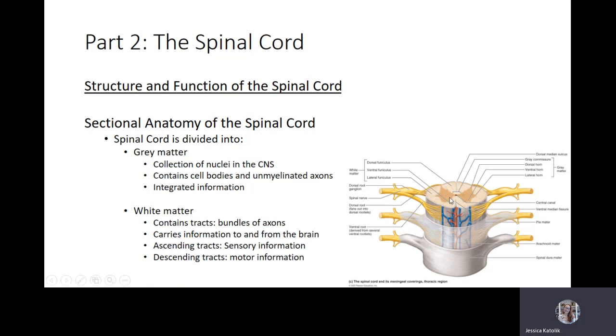And the purpose of this region is really to integrate information and allow neurons to synapse with each other. When we get into studying pathways, the ascending and descending pathways, we'll talk about this integration in a little bit more detail.